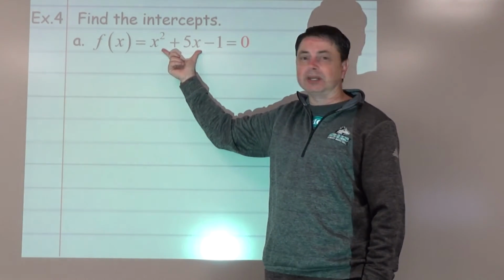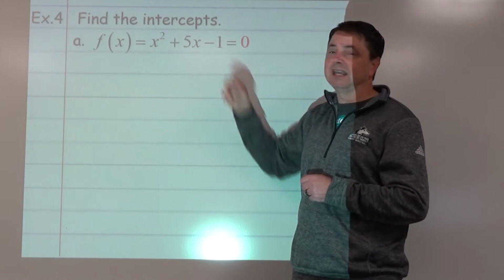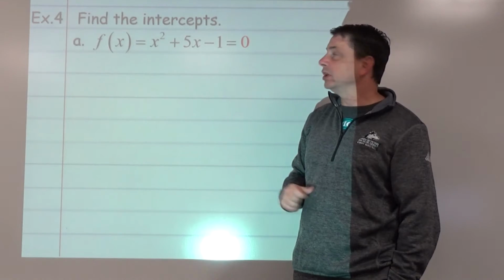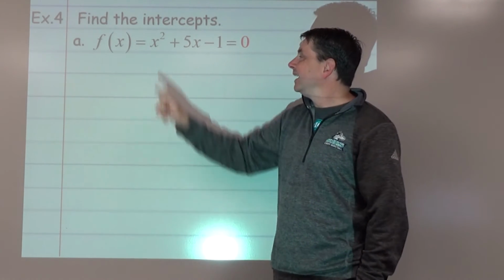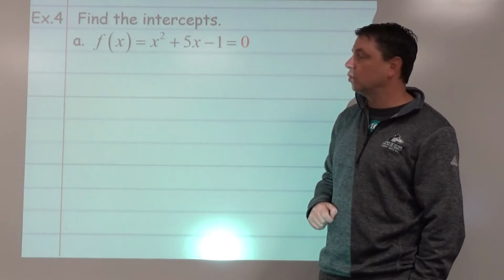We could try factoring. I don't think it's going to work with the 5x, with this being a negative 1, because there aren't very many options there. And I wouldn't do completing the square with this being odd. So I think we want to do the quadratic formula. A is 1, B is 5, C is negative 1. Let's do the quadratic formula.